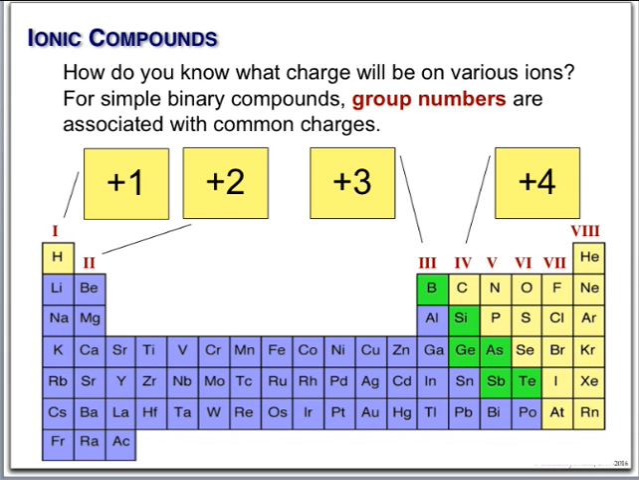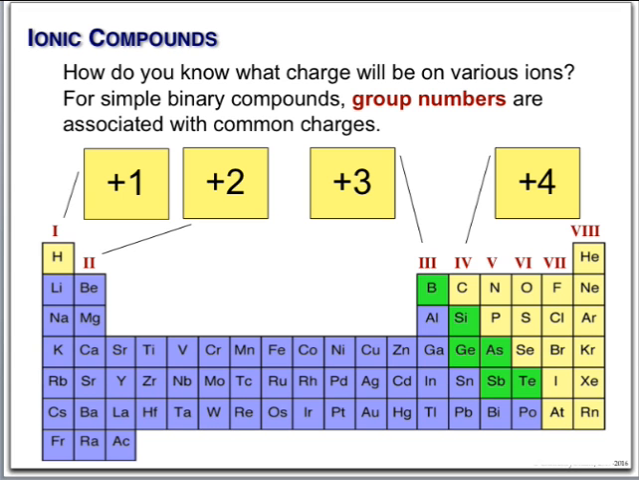Very, very simple. Now remember what we did with sodium. Sodium was here, it lost an electron. That made it +1. Over here, magnesium will lose 2 electrons. Aluminum will lose 3 electrons, etc.